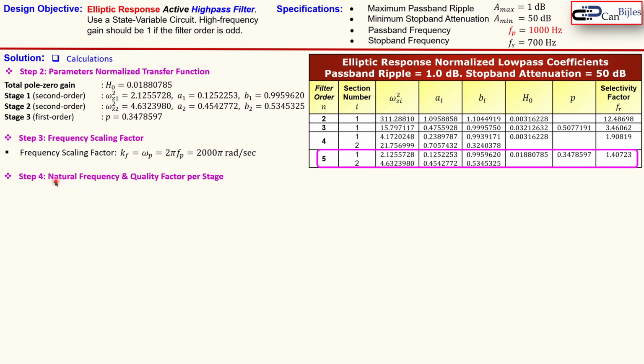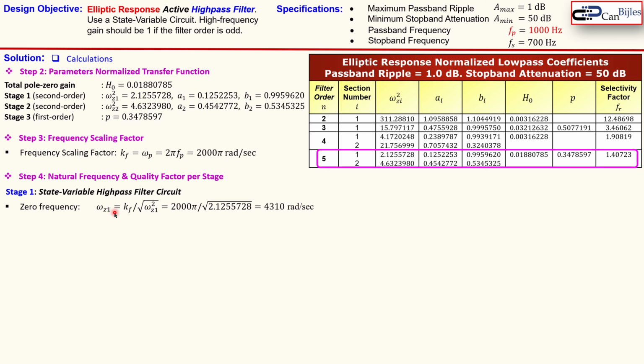The next step, step 4, is the natural frequency and the quality factor per stage. Now the state variable high pass filter circuit, that is the first stage, and that makes the second order filter. For that we need to first calculate the zero frequency, which is then given by omega z1. And this is right away also the zero frequency for the high pass filter. You see here again the frequency scaling factor divided by the square root of that omega z1 squared, which is this entry. You see also this here, and that will result in this 4310 radians per second.